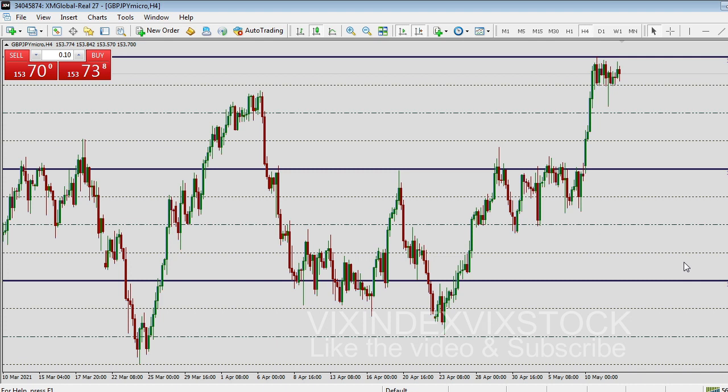Okay, so those are some of the tips that I can give to somebody wanting to trade volatility index and all the other synthetic indices. And I think some of these tips also apply to people trading currency pairs.